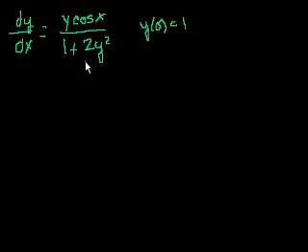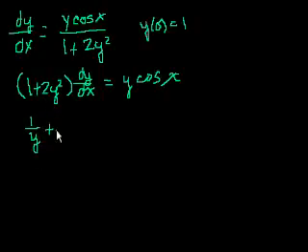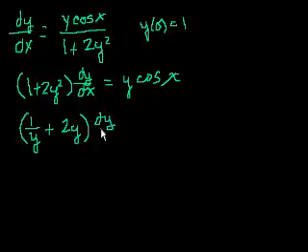We have to separate the y's from the x's. Let's multiply both sides times 1 plus 2y squared. We get 1 plus 2y squared times dy dx is equal to y cosine of x. We still haven't fully separated the y's and the x's. Let's divide both sides by y. We get 1 over y plus 2y squared divided by y, that's just 2y, times dy dx is equal to cosine of x.